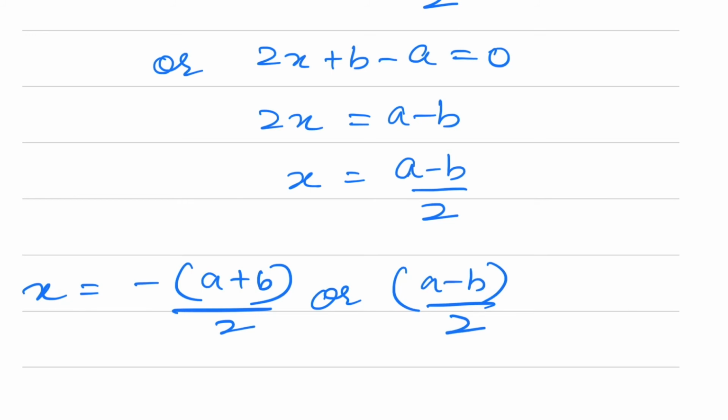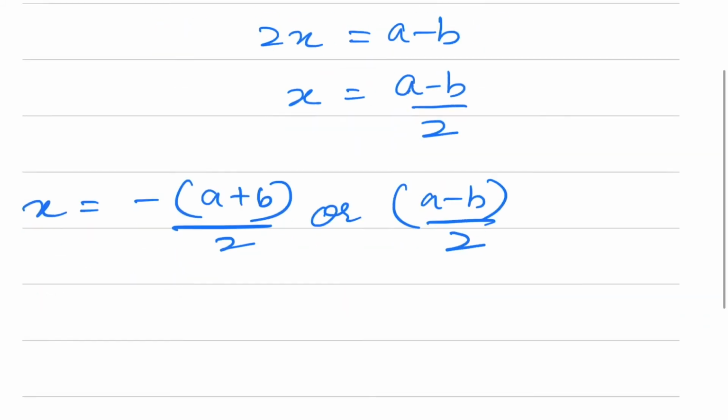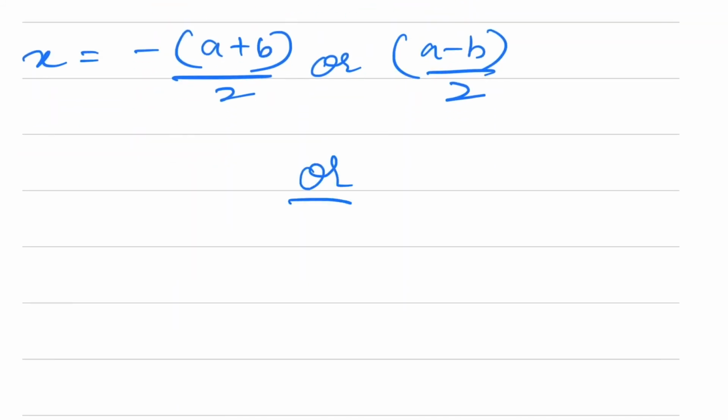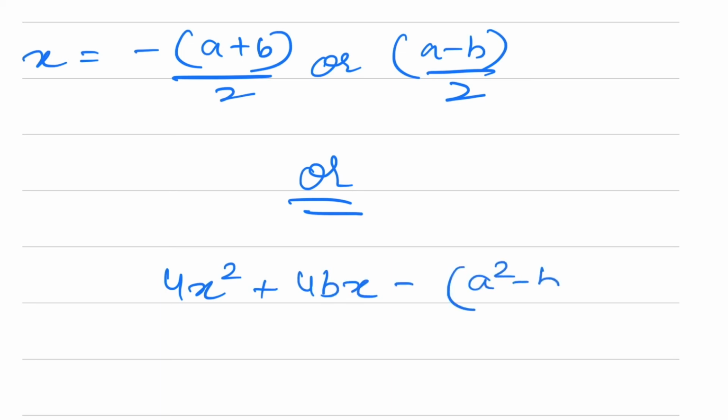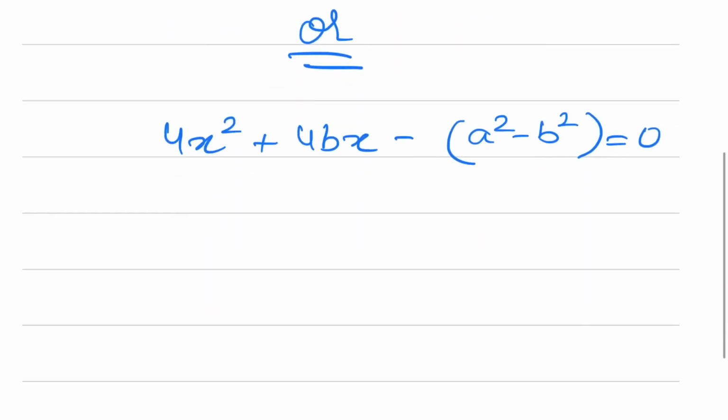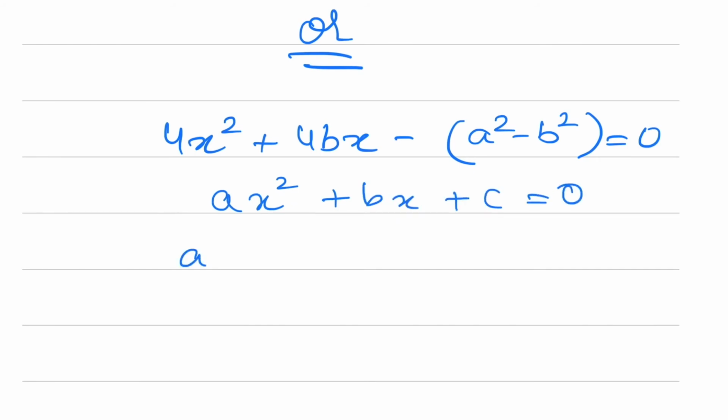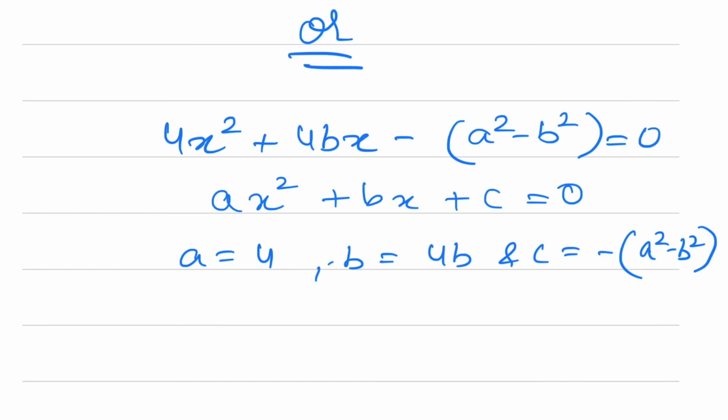There is another way of solving this equation by using the quadratic formula. Directly we can get the answer. So let's do it that way also. Both ways are correct. So we have 4x square plus 4bx minus a square minus b square is equal to 0. Comparing to the equation ax square plus bx plus c is equal to 0, I have a is equal to 4, b is equal to 4b and c is equal to minus a square minus b square.